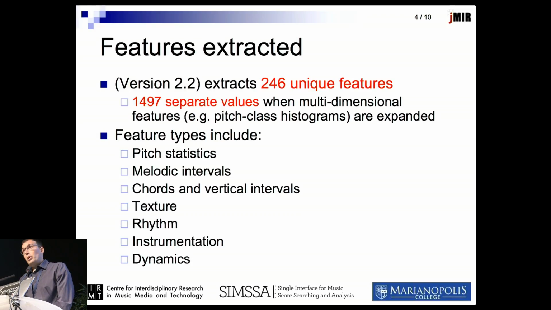So the current version of the software extracts a total of 246 unique features. And if you expand the multidimensional features in there, you end up with almost 1,500 separate values for each symbolic file that you extract features from. So these features look at information like pitch statistics, melodic intervals, chords, vertical intervals, texture, rhythm, instrumentation, and dynamics.